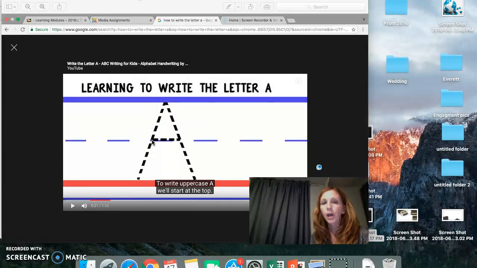Then I talked about a horizontal line that goes across our A. That is a line that does just that. It goes across our letter sideways.